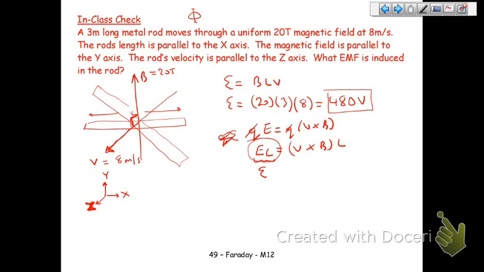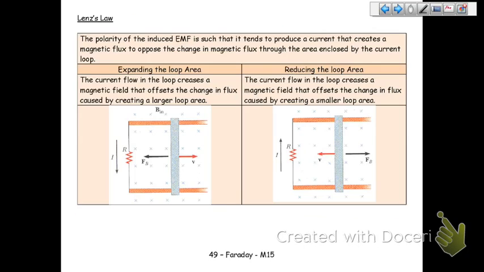So we got this EMF is equal to BLV in two different ways. So it's an important equation, so make sure you know that equation.